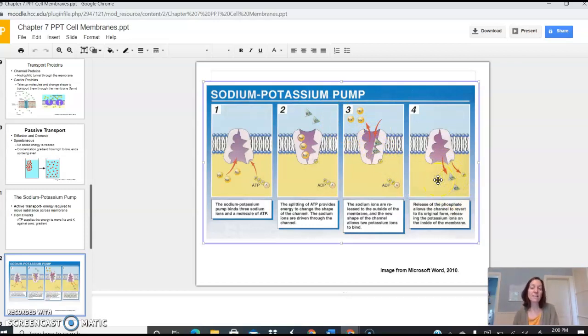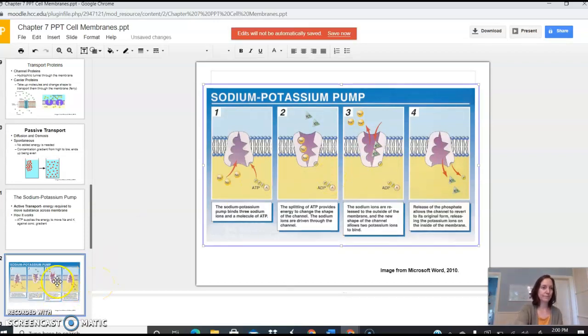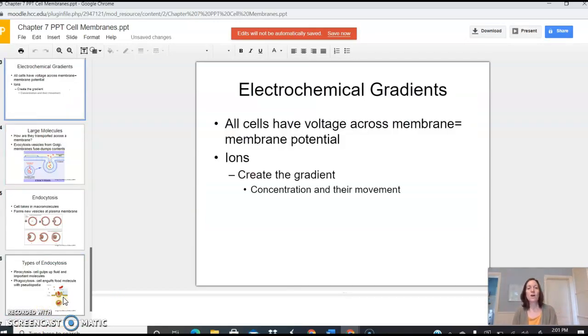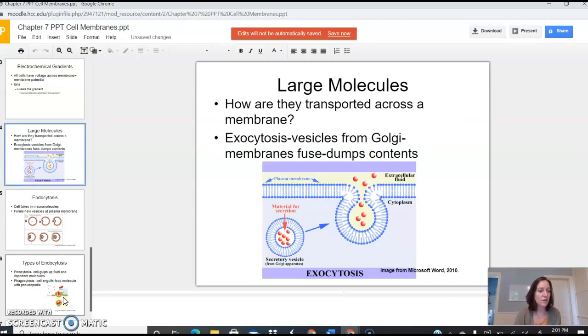So this creates a negative electrochemical gradient inside the cell. The cytoplasm becomes negative compared to the outside of the cell. All cells have a voltage across the membrane, and it's those ions that create that gradient. So ions are fairly small molecules. Let's look at larger molecules. How are they transported across the membrane?